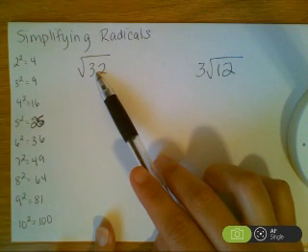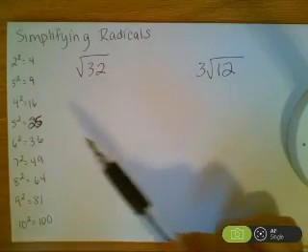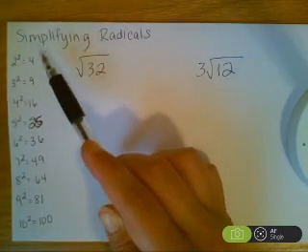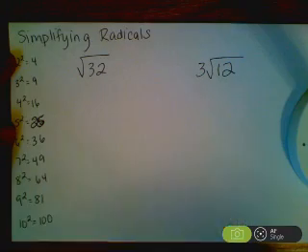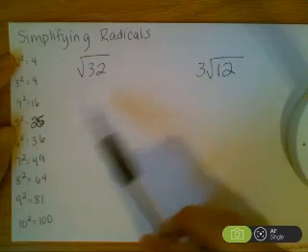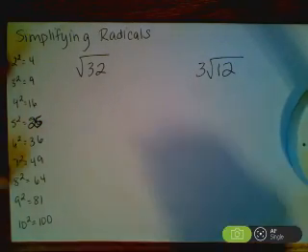If I was to start with the square root of 32, and I wanted to choose any perfect square that goes into it, my first thought would be 4. I know that 4 goes into 32. 4 is not the biggest perfect square that goes into 32. There's a bigger one, and I'm going to show you how to use the bigger one in a second. But let's say you didn't know that and you wanted to use 4.